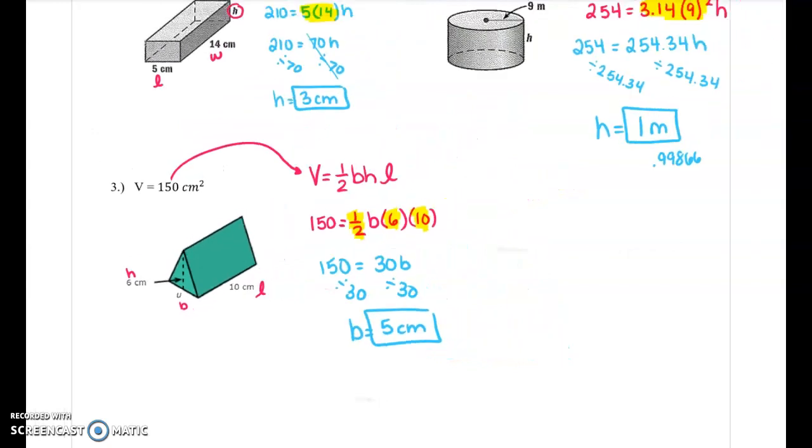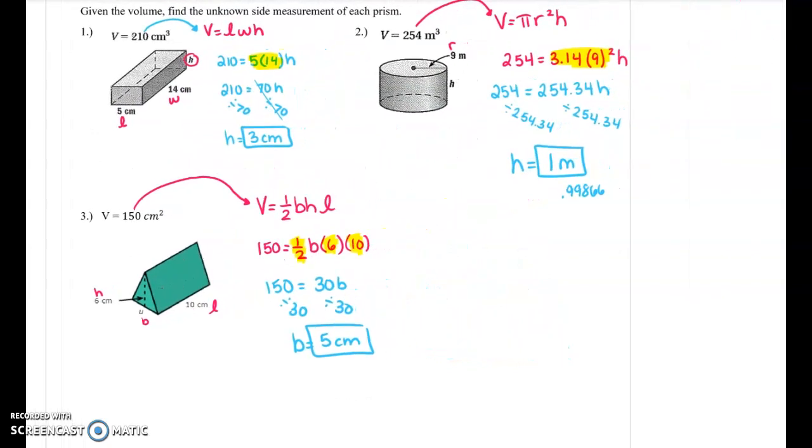Okay, so basically your steps are that you're going to be multiplying the numbers you do know together and dividing the volume by that. The only tricky part here is that you have to worry about the squared here with the volume of your cylinder, and you have to worry about the 1/2 with the volume of the triangular prism.